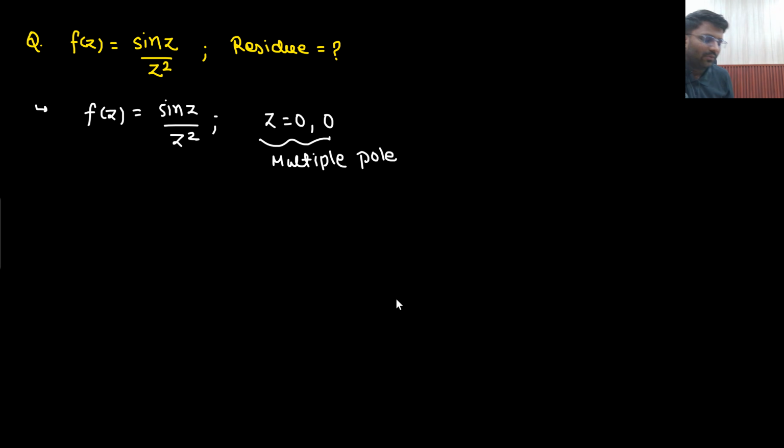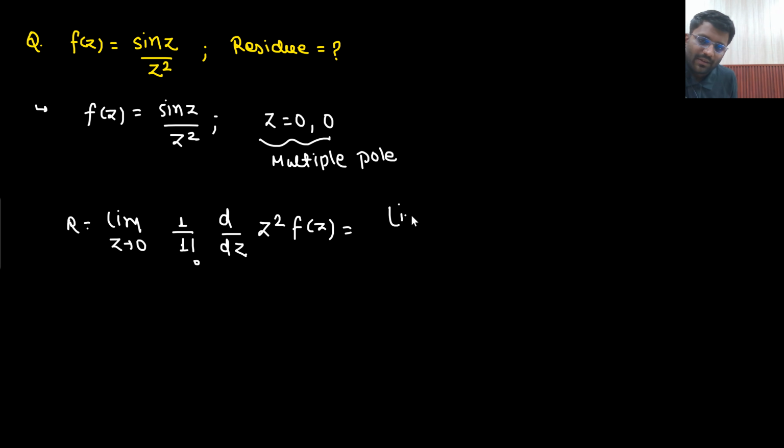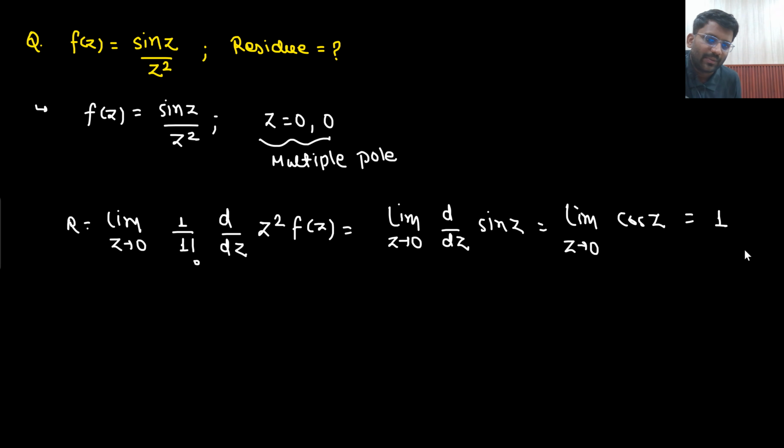Since it is my multiple pole, what method can I apply? The method says that your residue will be nothing but limit z tending to 0. Since it is repeated twice, you will have to divide by 1 factorial and differentiate 1 time as well. And what will you differentiate? Whoever is creating the problem, remove that, so this will be removed, or you can say z square f of z. What will you get? Limit z tending to 0 of d by dz of z square f of z, that would be sin z. So limit z tending to 0, the differentiation of sin z becomes cos z. You put cos 0, the answer will be 1. So there you go. This will be the answer.